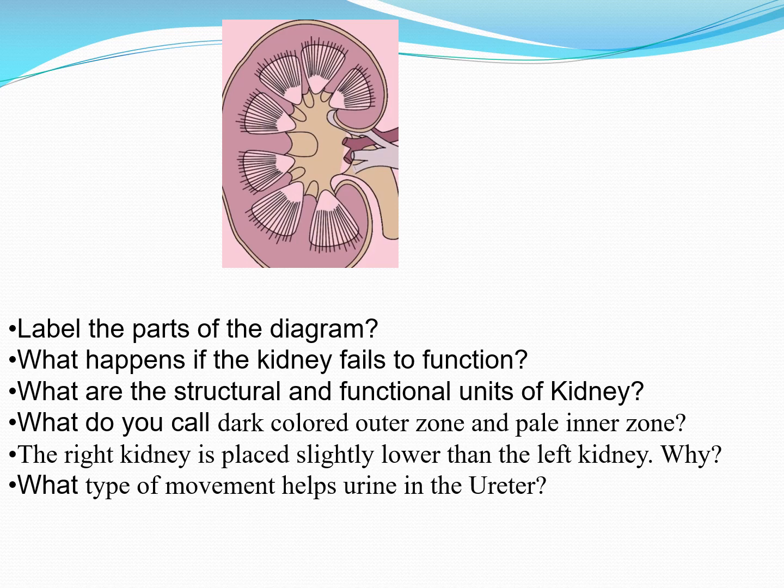Last question. What type of movement helps urine in the ureter? Movement of urine in the ureter is through peristalsis. Peristaltic movements of urine are exhibited in the ureter.